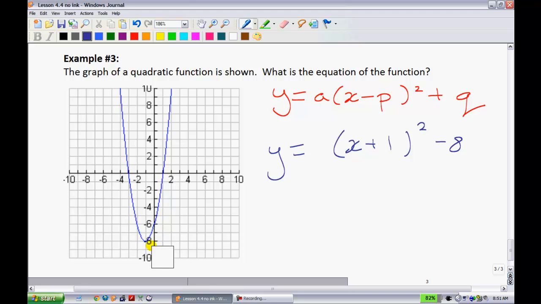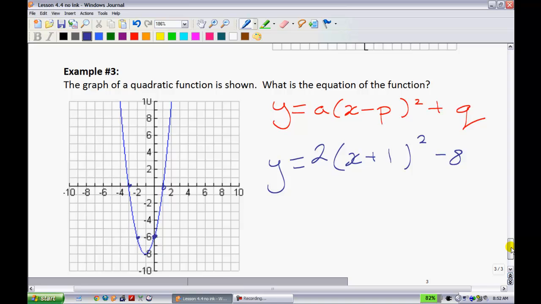And now I need to see, has this graph been stretched or compressed? Well, normally the graph would go over 1, up 1, over 2, up 4. But this one goes over 1, up 2. So it looks like it's been stretched by a factor of 2. Let's just double check. The next one would be over 2, up 4, but it's going up 8. Yep. So we know that the value of a is going to be 2. The graph has been stretched by a factor of 2.